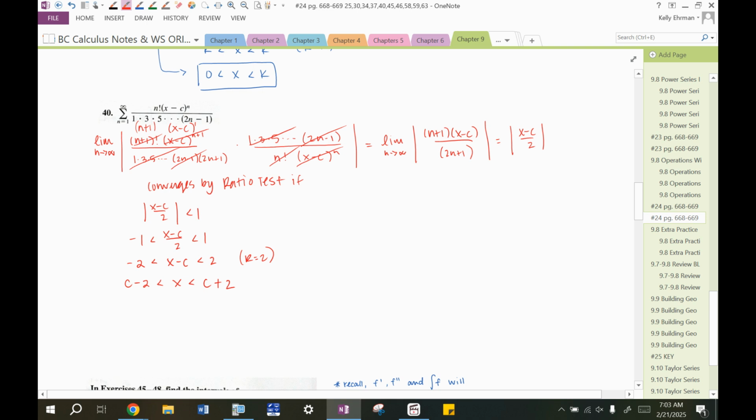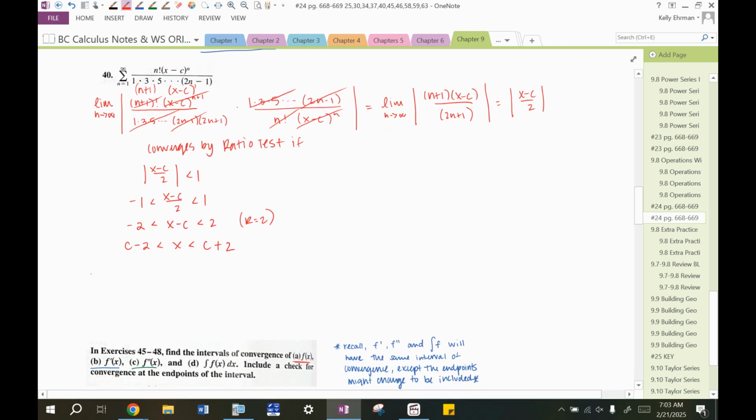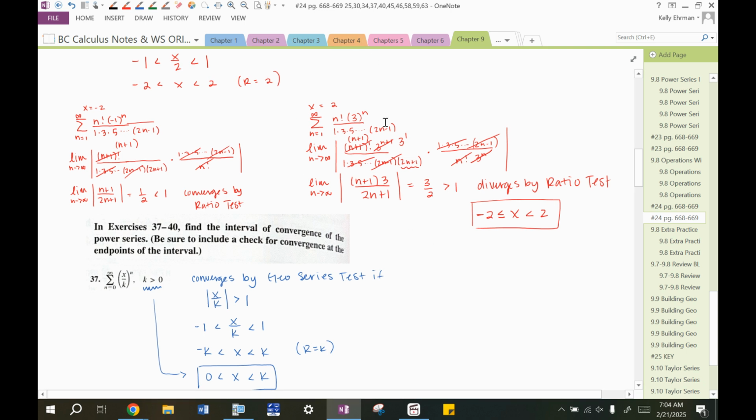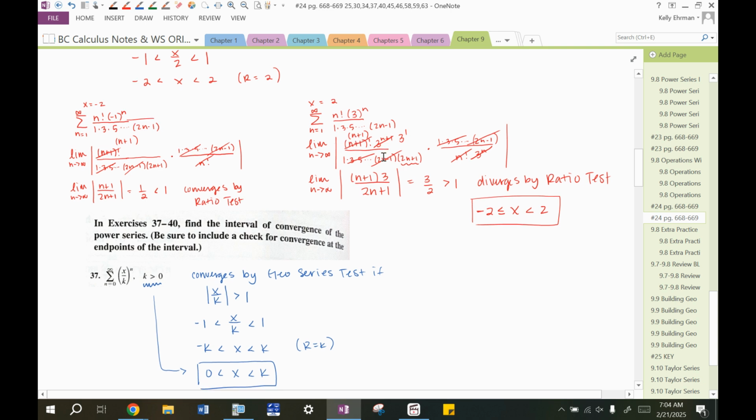And checking the endpoints here. Checking the endpoints is kind of weird on this one because you're plugging in like c minus 2. But if you check the endpoints, so let's say x is c minus 2. You have n factorial, c minus 2 minus c is just -2 to the n over 1 times 3 times 5 up to 2n minus 1. Okay, and what's happening with this one? I think I can say diverges by nth term test on this one, especially now that I've done this one here.